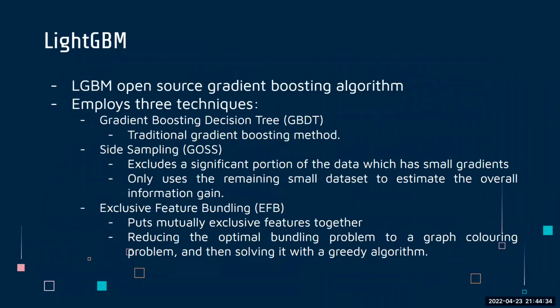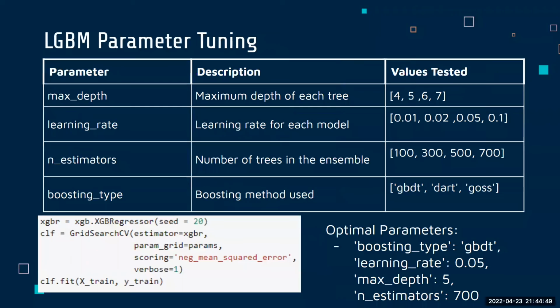LGBM is another popular gradient boosting algorithm. LGBM employs three techniques: GBDT, which is the traditional gradient boosting method, GOSS, which excludes a significant portion of the data, and EFB, which puts mutually exclusive features together. So we went straight to parameter tuning for the LGBM model. Once again, we used the grid search CV. The 5 folds were fitted for 192 parameter variations, leading to 960 fits. The optimal parameters were found to be the parameters shown on the screen.